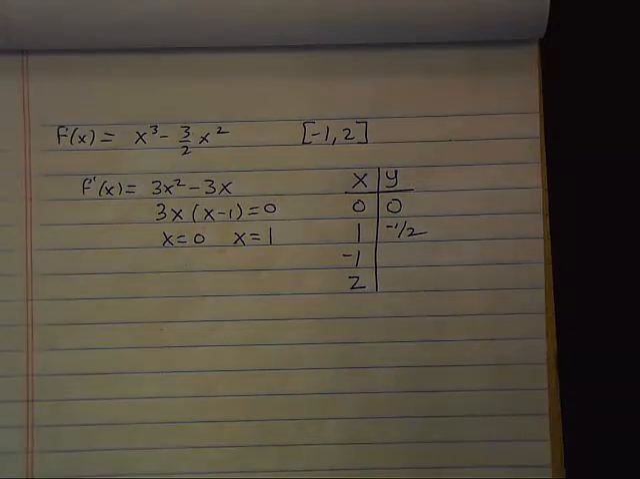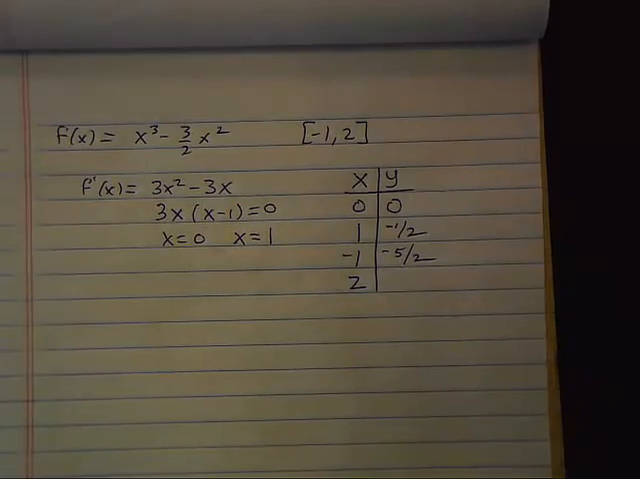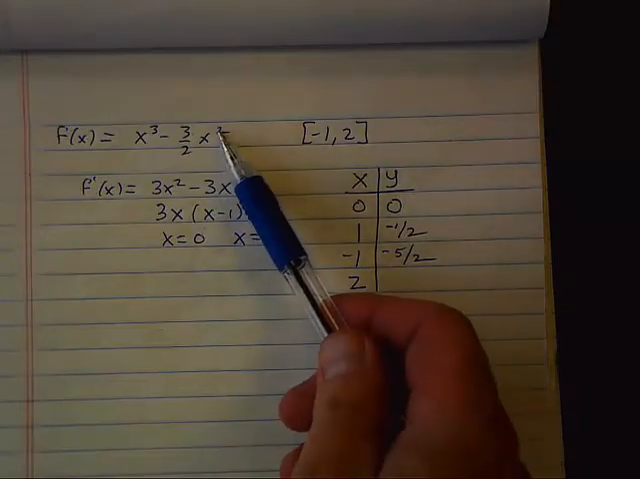And finally, I plug in 2. I get 8 minus 12, I think. Right? No. 8 minus 6. Right? Because 2 squared is 4. 4 divided by 2 is 2. 8 minus 6 is 2.